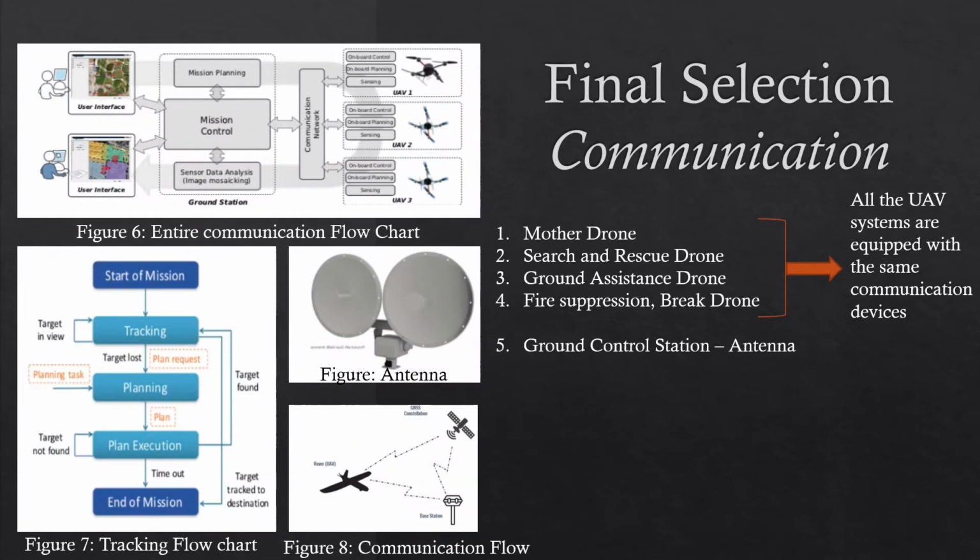The final selection for communication uses the same autopilot and the modem for transferring information to and from the UAVs. Additionally, an antenna is added to the ground control station to improve the quality and range of connectivity between the drone and the ground control station. The communication chapter also covers tracking and recovery of objects and lost UAVs during the mission. Figure 7 displays the same. Figure 6 displays the final communication setup between the GCS, the ground control station, and multiple UAV systems.